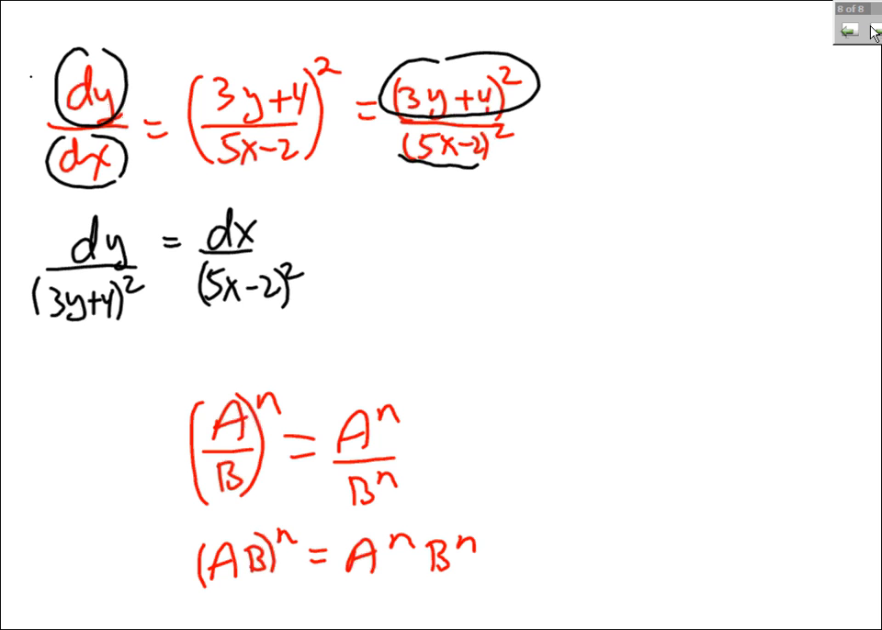So just go factor by factor. Do you want to move? No. Do you want to move? Yes. Do you want to move? Yes. Do you want to move 5x minus 2 squared? No.